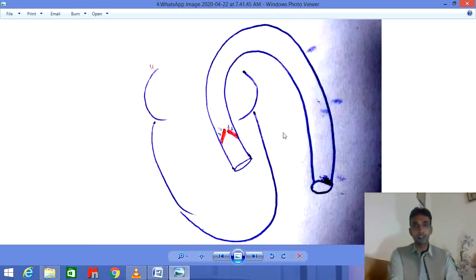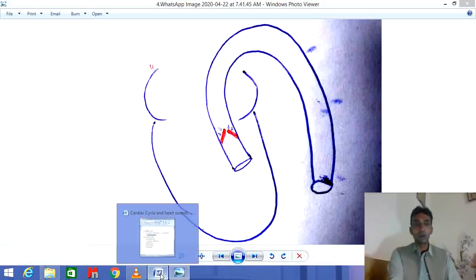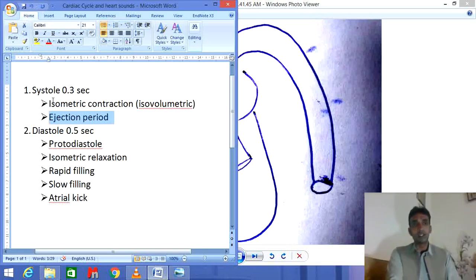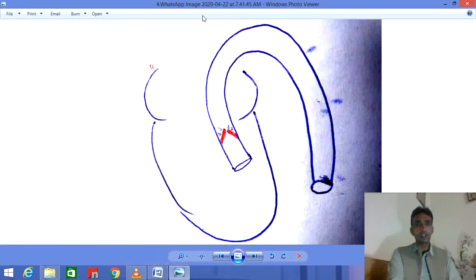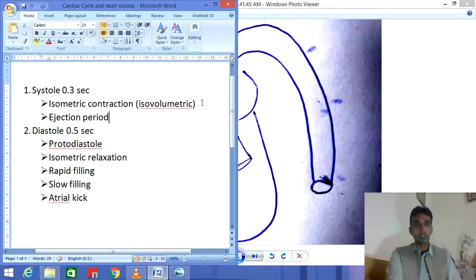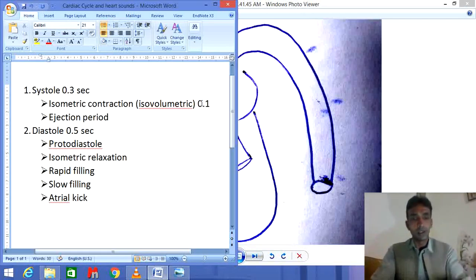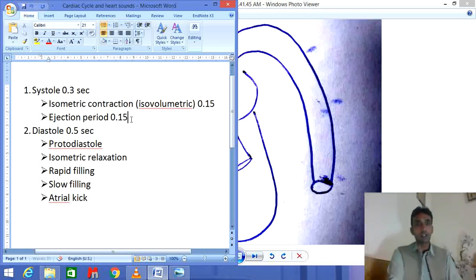Now coming toward the next diagram, this was the whole contraction of the ventricle, which takes place during the systole. The isometric contraction and ejection period: both of these take roundabout 0.15 seconds each. So combined it takes 0.3 seconds.